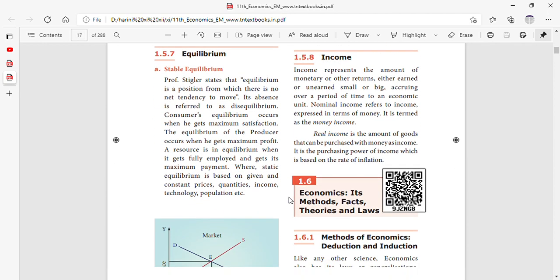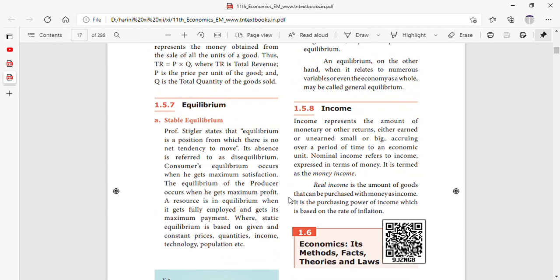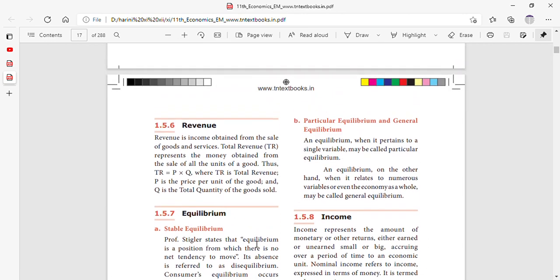So equilibrium. What is this equilibrium? Equilibrium is, so you are walking straight. That means you are in equilibrium. The price stays the same. The price of rice in the market is at 40 rupees. So that means the price is in equilibrium. It is stable, the price has not changed. So stable economy. Static equilibrium is based on constant prices, qualities, income, technology, population.